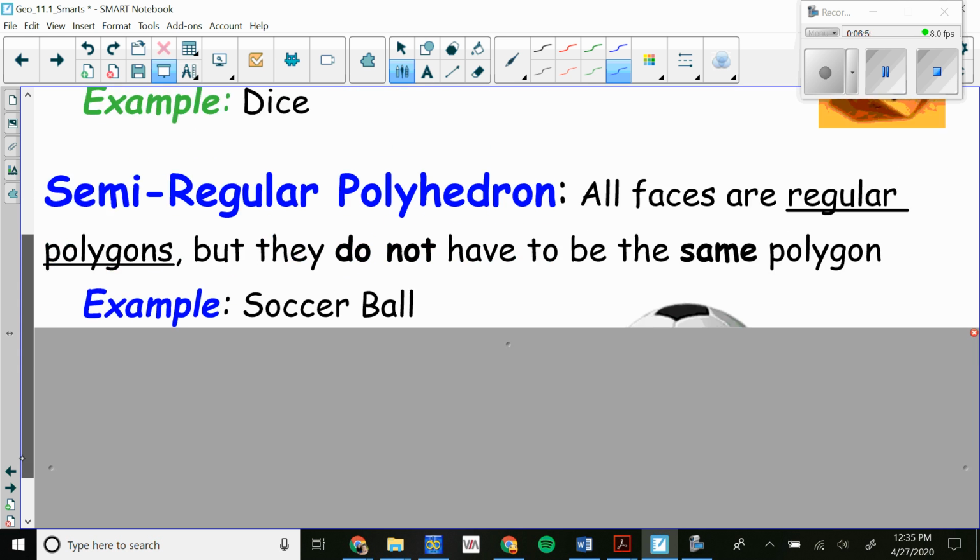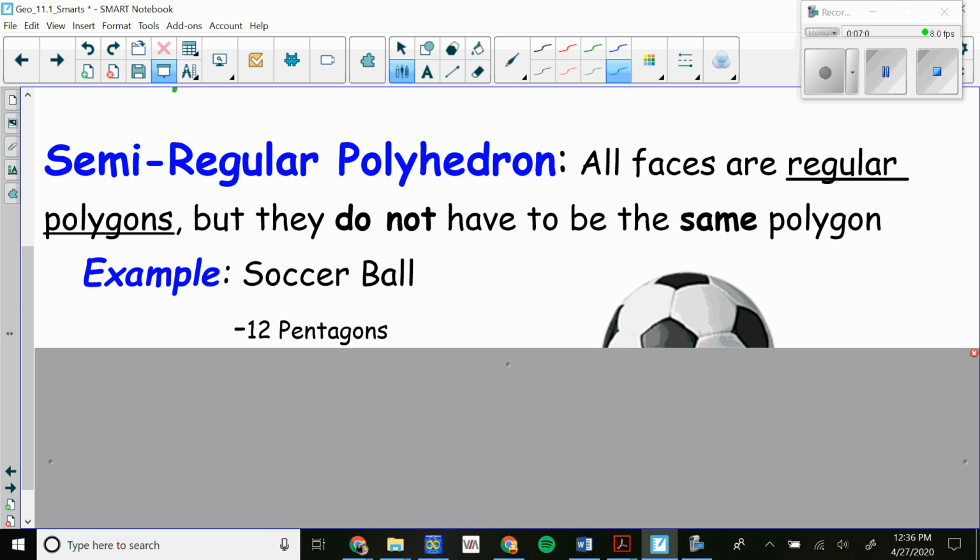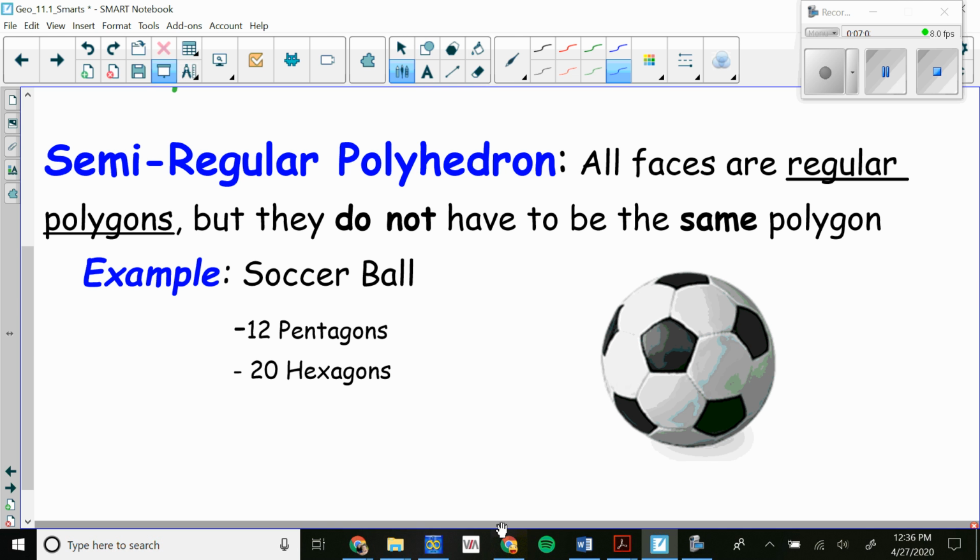Okay. A semi-regular polyhedron, all the faces are regular polygons, but they do not have to be the same shape. So for example, a soccer ball is made up of 12 pentagons and 20 hexagons. If you notice, the black shapes are the pentagons, and the white shapes have 6 sides, so those are the hexagons.